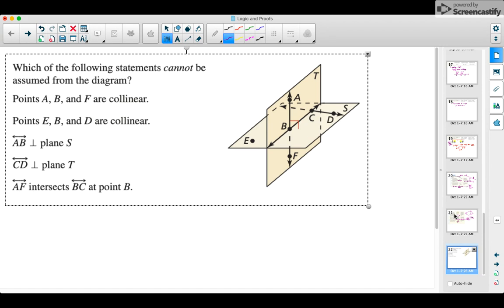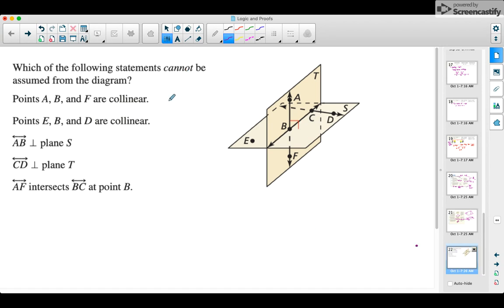All right, which of the statements cannot be assumed from the diagram? So looking at this picture, can we assume that A, B, and F are collinear? So let's take a look. We have A, we have B, we have F. I see a line going through them. So that can be assumed because there's a line that goes through them. E, B, and D. Is there a line that connects those? No, there's not. So we're going to hold on to that one and just check the rest.